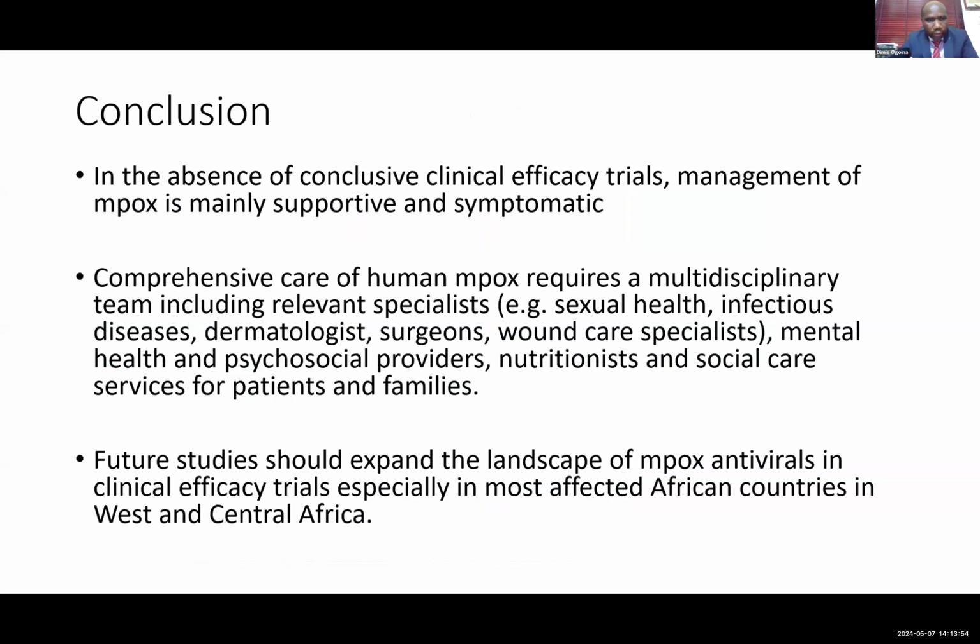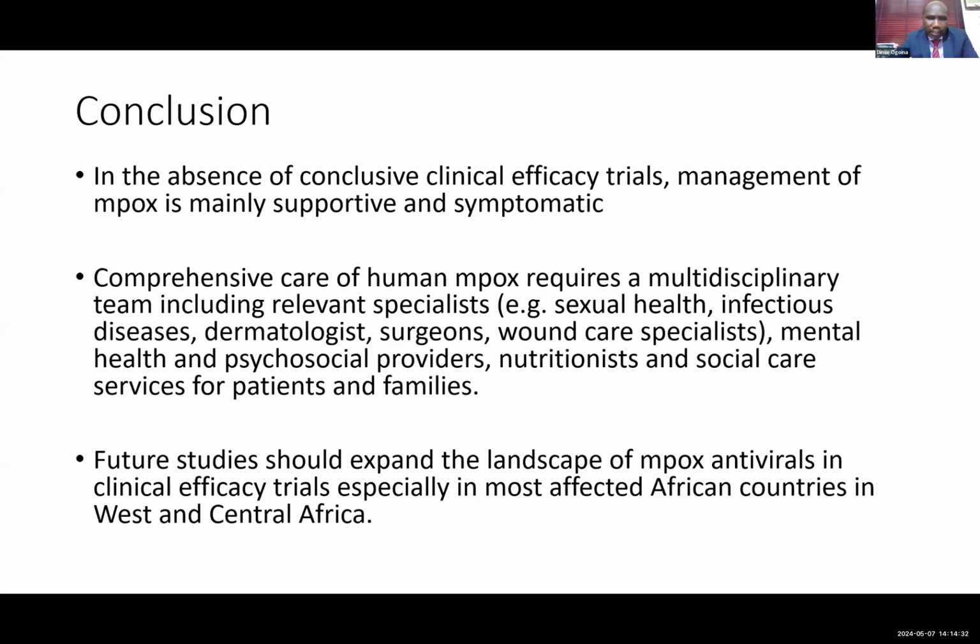So let me just conclude to tell us here that in the absence of conclusive clinical efficacy trials, the management of mpox cases is mainly supportive and symptomatic. And it's important that we emphasize that comprehensive care of an mpox patient is multidisciplinary and involves several specialists, because the patient can present with varied types of clinical presentations and problems. So you need sexual health experts, infectious disease, dermatologists, surgeons, wound care experts, mental health, psychological support, nutritionists, social services for patients and relatives.